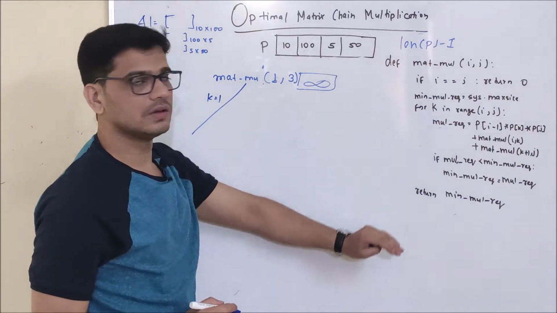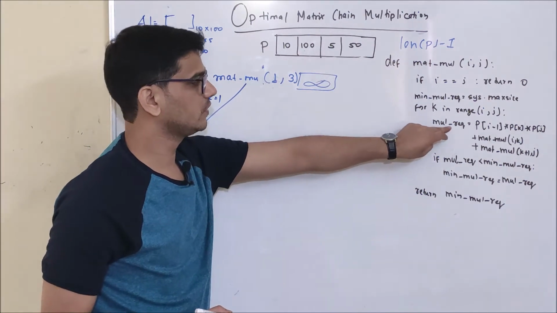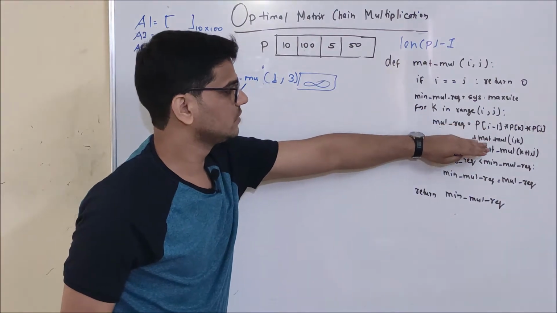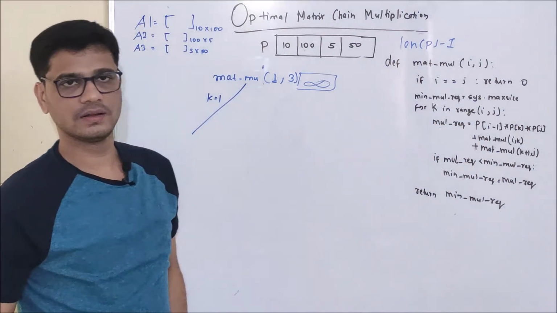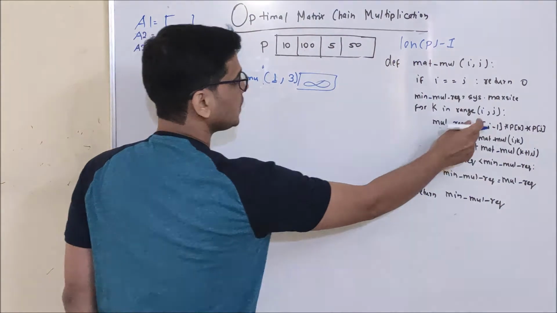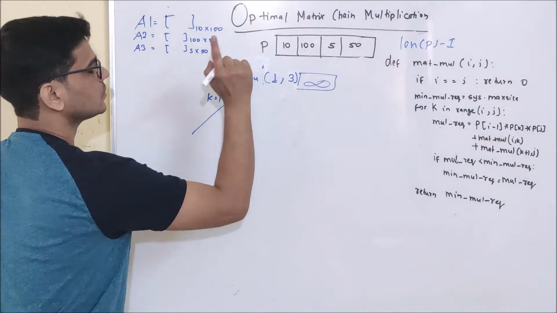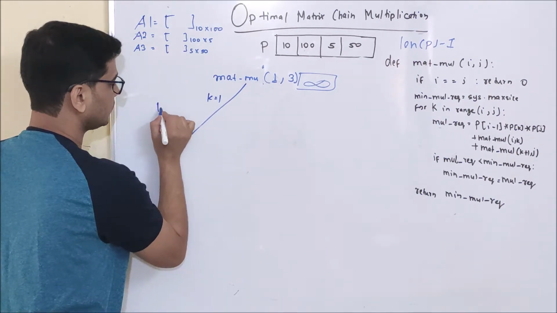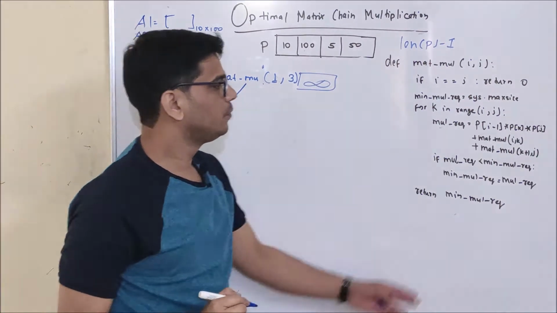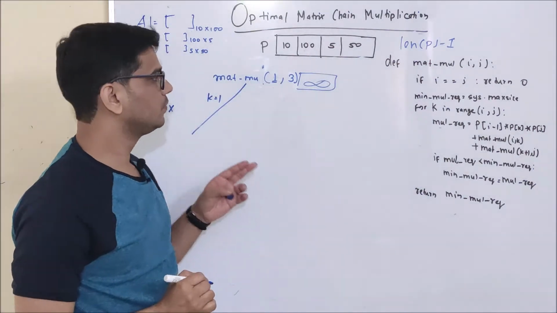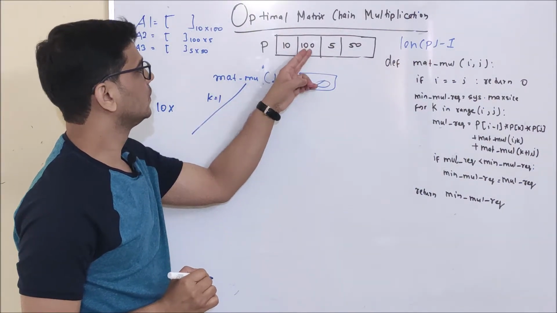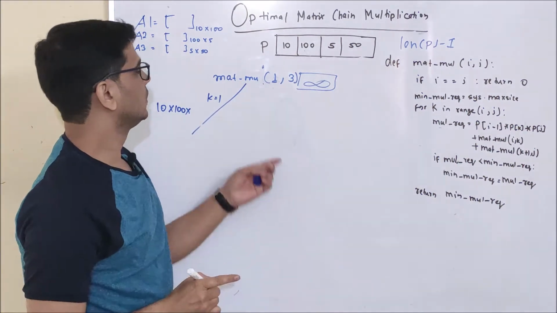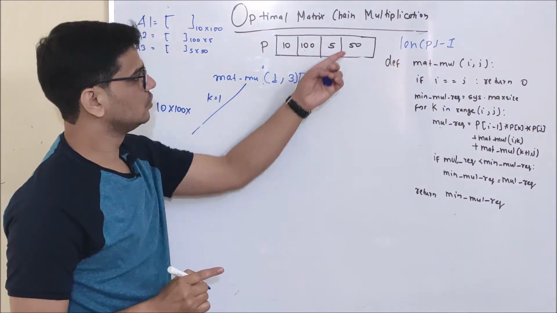When k is equal to 1, this multiplication required will be calculated. And what is this? It is the sum of this, this and this. So first of all, let's calculate this. P i minus 1, i is 1, so P i minus 1 is P0, 10, into Pk. And what is k here? 1. So this one, P1, 100, into Pj, j is 3. So this.